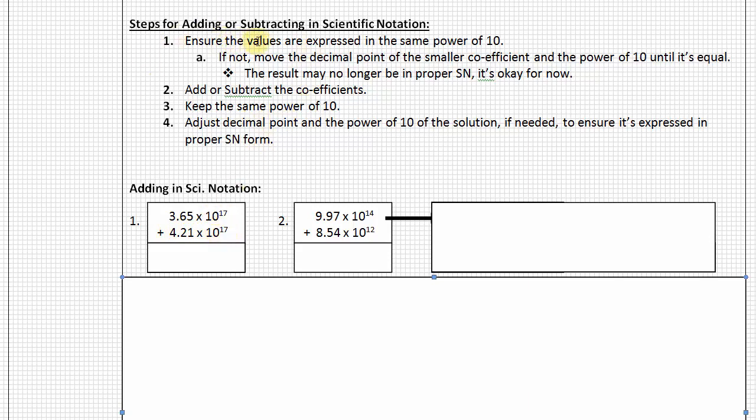So following our steps, we first want to make sure that they're expressed in the same power of 10. Here we have 10 to the 17th and 10 to the 17th. So step 1, they're in the same power of 10, which means they're lined up with the same place value. For step 2, we add the coefficients, since this is an addition problem. Our coefficients are 3 and 65 hundredths and 4 and 21 hundredths. Go ahead and add those up.